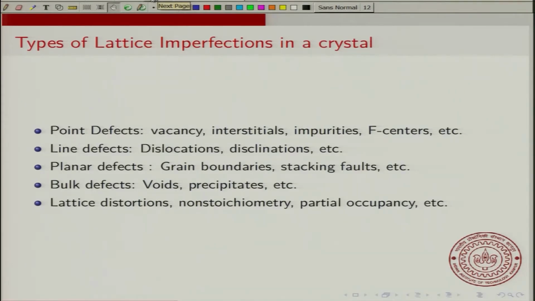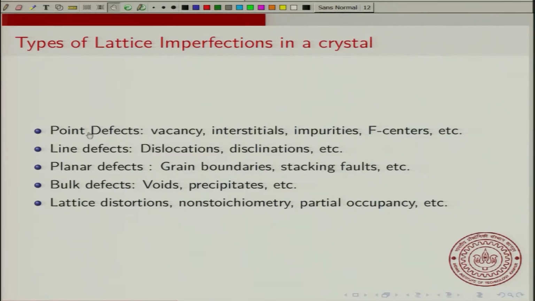There are several different ways to classify these imperfections. I will look at one way which is very convenient for us. We can think of the defects as point defects, line defects, planar defects or bulk defects. I will also mention things like lattice distortion, non-stoichiometry and partial occupancy, etc., which can be put into one or more of these defect categories.